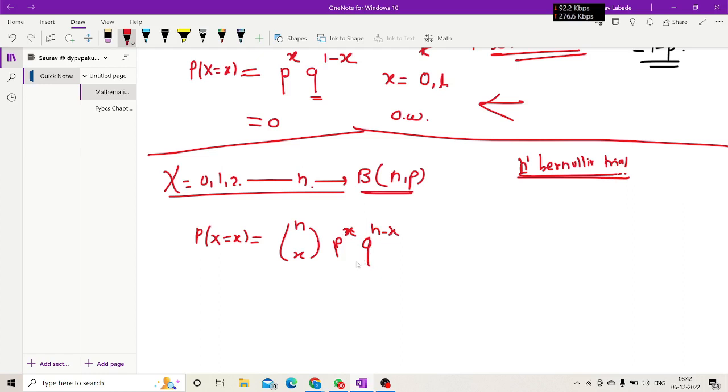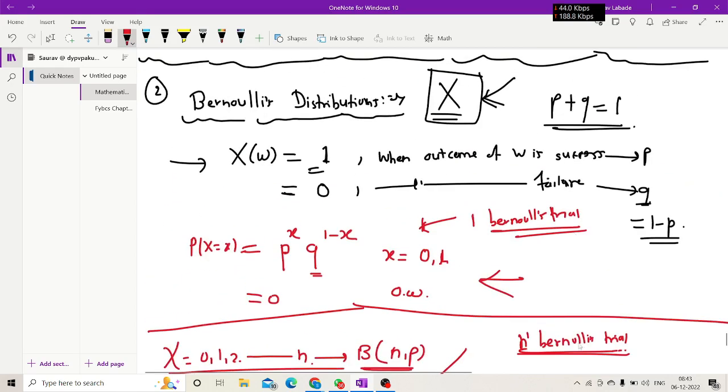Why? Because here there are n Bernoulli trials. I am considering the number of Bernoulli trials, but in the Bernoulli case I am considering just one. So let's take an example. Suppose I am tossing a coin. In the Bernoulli distribution, I am tossing a coin one time only, and in that one time I will get success or failure, head or tail. Suppose one is head and zero is tail. That will be the Bernoulli distribution.